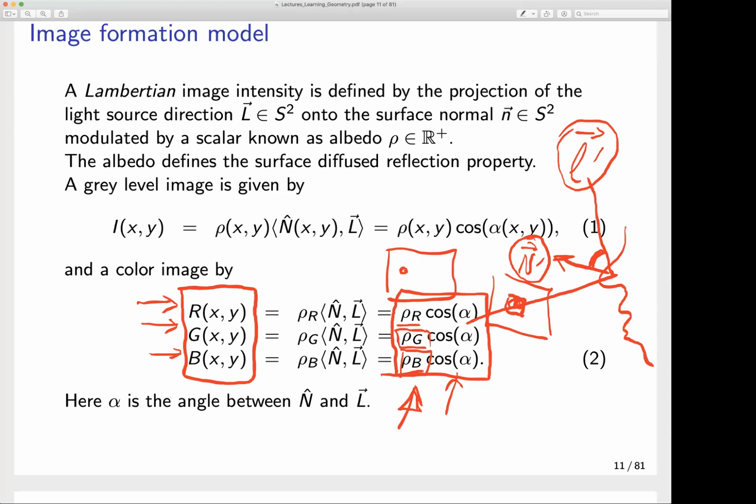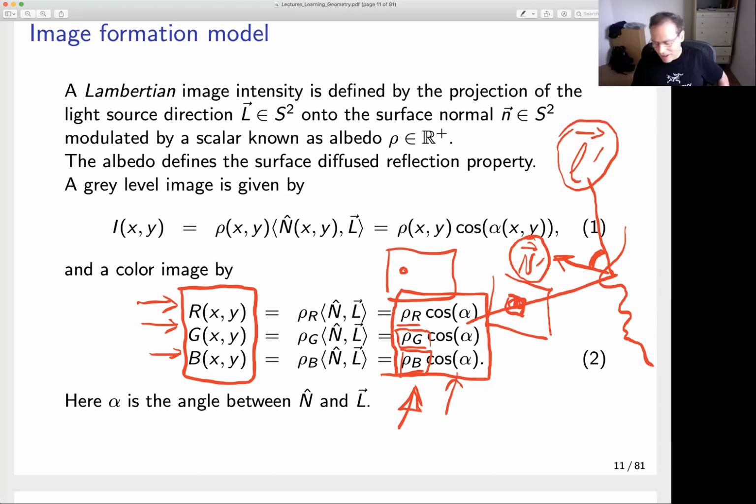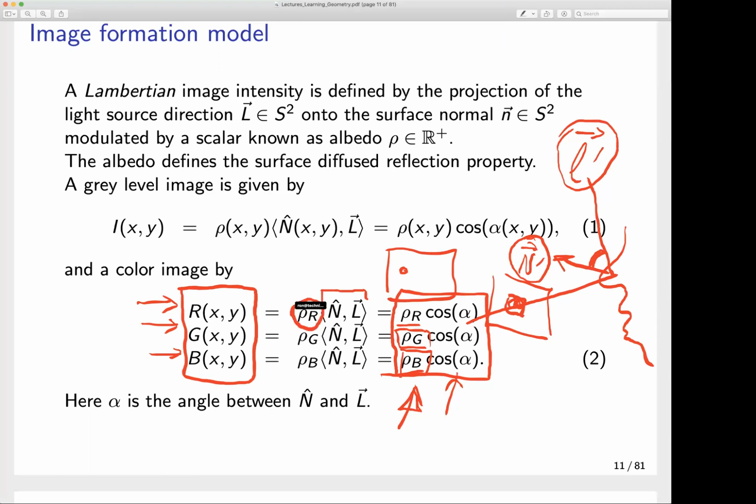But I'm telling you that if you look at the color image, and this image does not include any reflections or specularities like a mirror, then you can think about it as something called the shading image, which is nothing but the inner product between the normal and the light source direction, times a scalar which is called the albedo, and the albedo is the same.